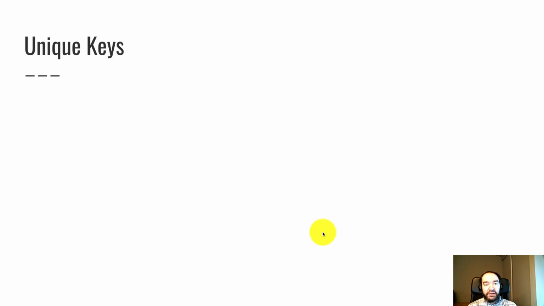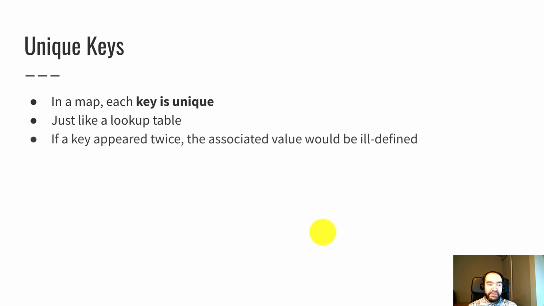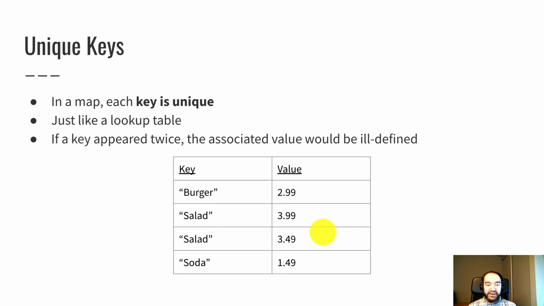Okay, in a map, the keys have to be unique, meaning that every key appears only once. That's the same thing as in a lookup table. If a key appeared twice, then the association would be ill-defined, meaning when you look up in the table, you can't tell which one to use. For example, if I changed my food price table like this, now there are two entries with salad. So what's the price of a salad? One row says it's 3.99, the other row says it's 3.49. It's undefined, it's not a useful table anymore. So all maps have this requirement that a key can only appear once, because otherwise what's the associated value?